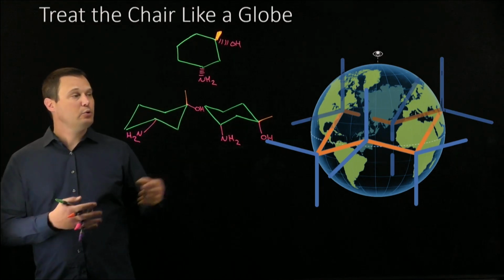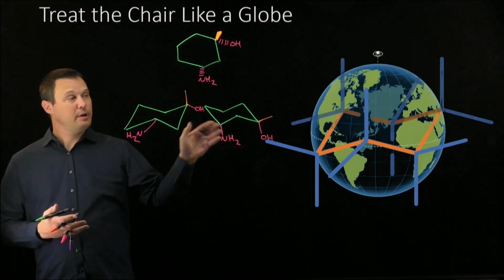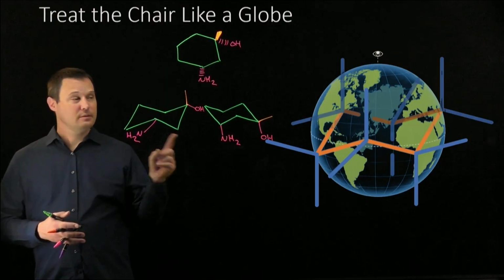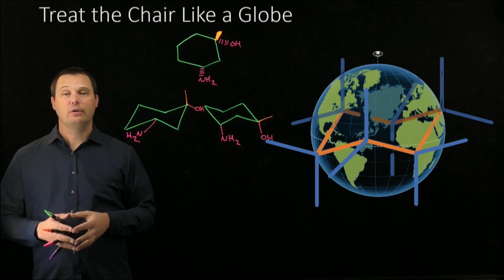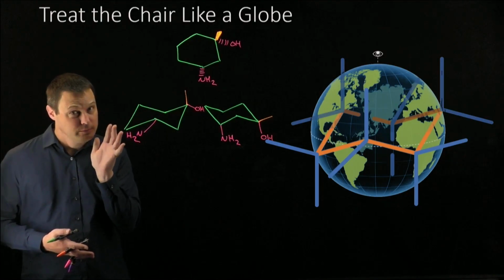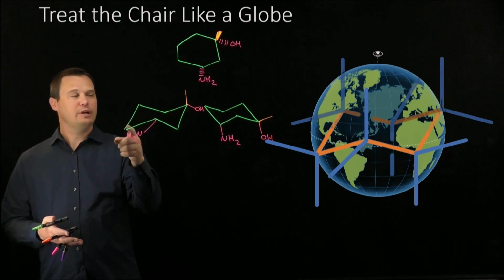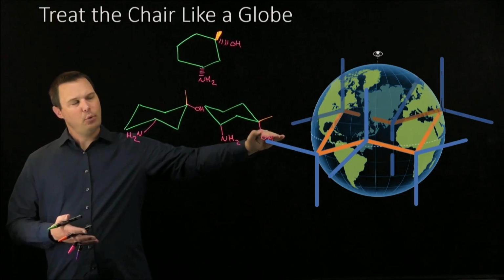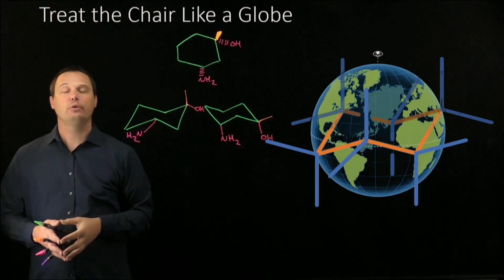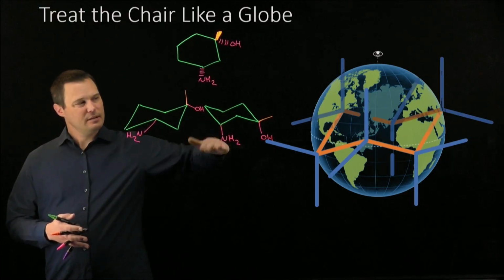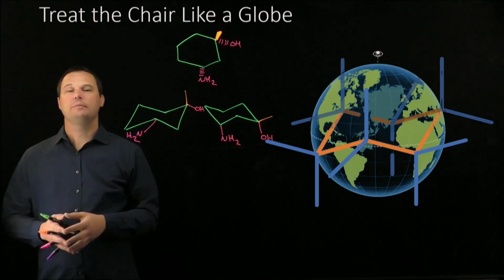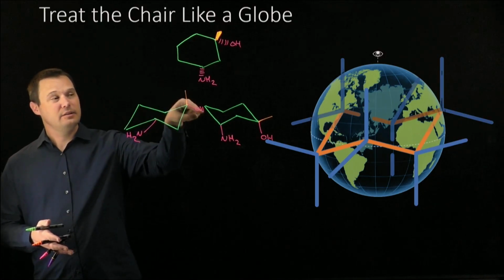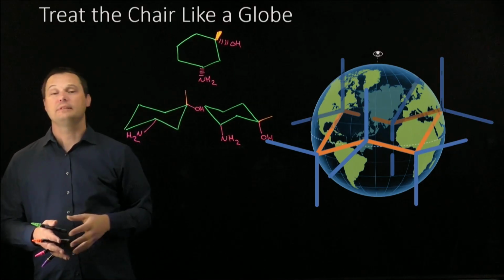And as for the equatorial bonds, these bonds don't run parallel to the vertical axis of the poles. Instead, they point outward around the equator. That's why we call them equatorial. Now, because of carbon's tetrahedral geometry, the equatorial bond can't point perfectly perpendicular to the equator of the globe. It tilts slightly up or down into the northern hemisphere. In fact, it points slightly into the opposite hemisphere of that carbon's axial bond.